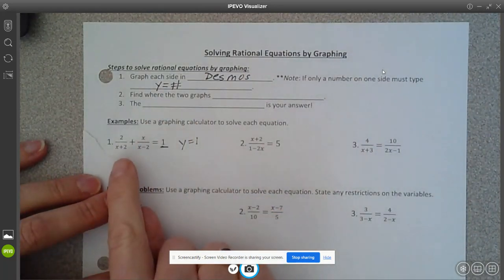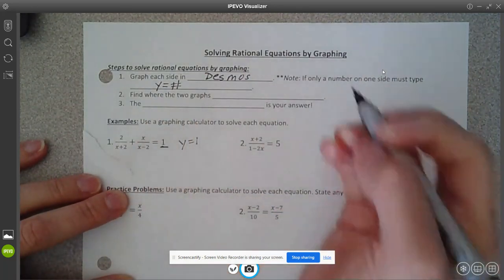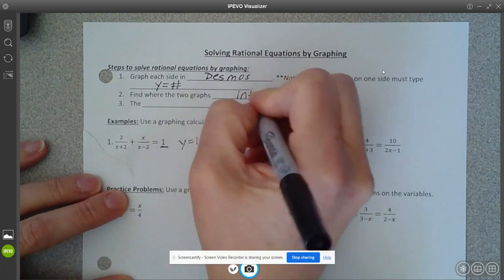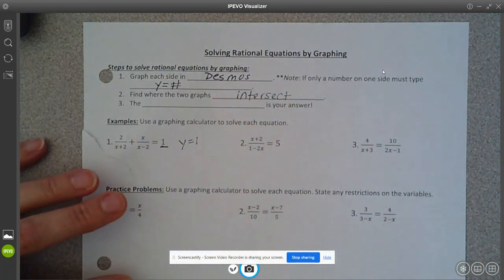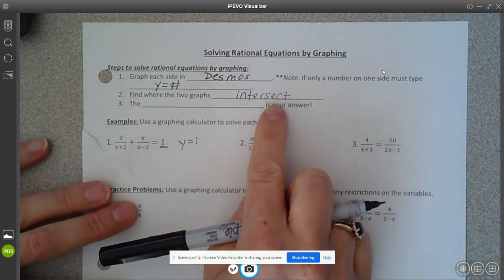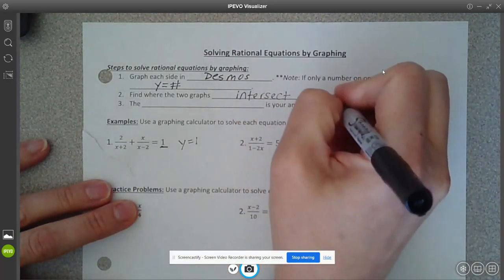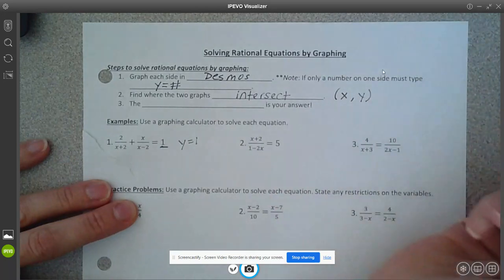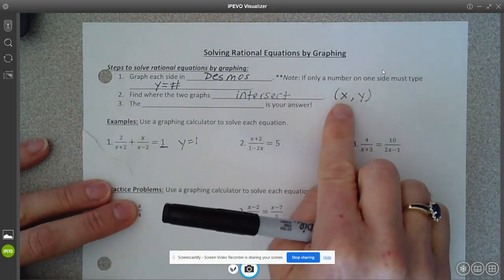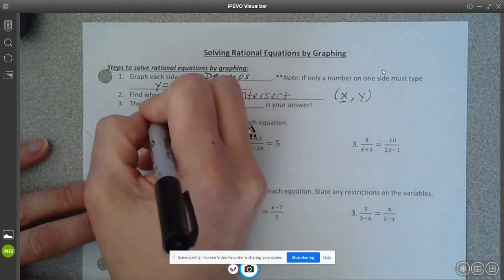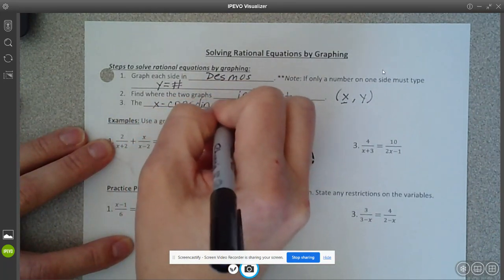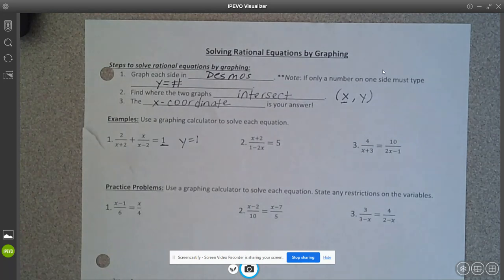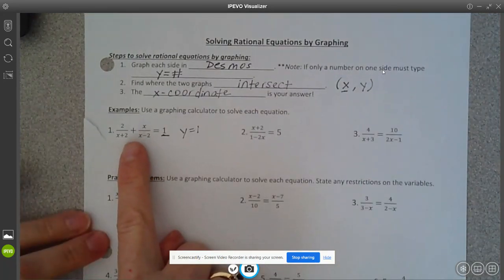Then once you type in the left side and the right side, you're going to find where the two graphs intersect. Once you find where those two graphs intersect, you know that point is an XY point. The answer is the X coordinate, whatever you get for the X value. So let me show you what this is going to look like using this equation right here.